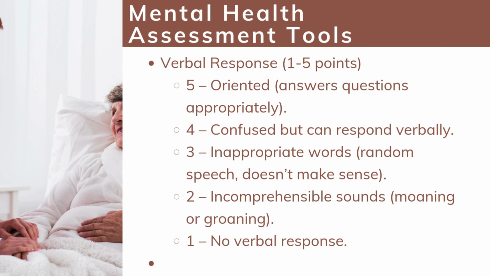Verbal responses, 1 to 5 points. 5 means oriented, answers questions appropriately. 4, confused but can respond verbally. 3, inappropriate words, such as random speech and doesn't make sense. 2, incomprehensible sounds, such as moaning or groaning.